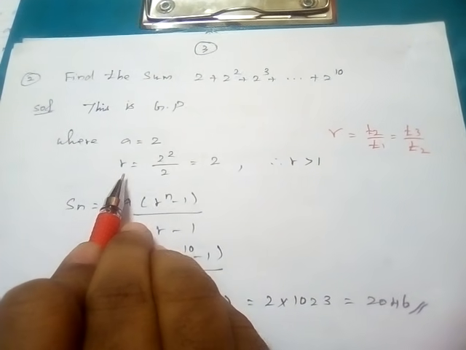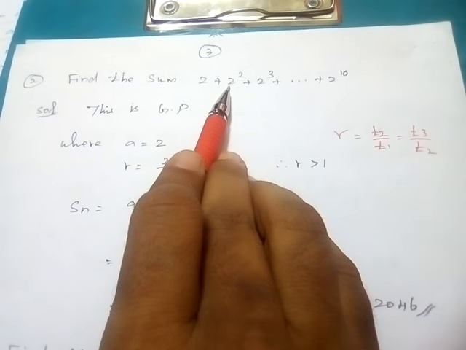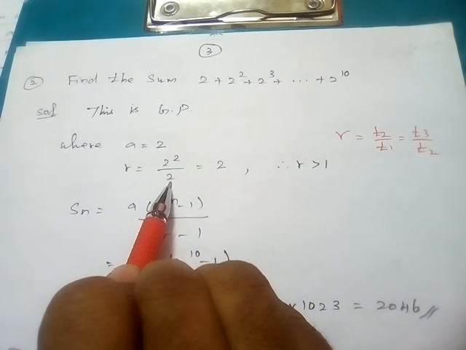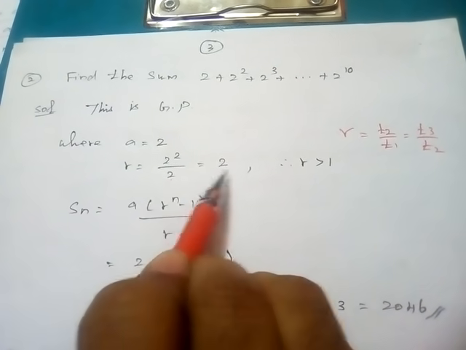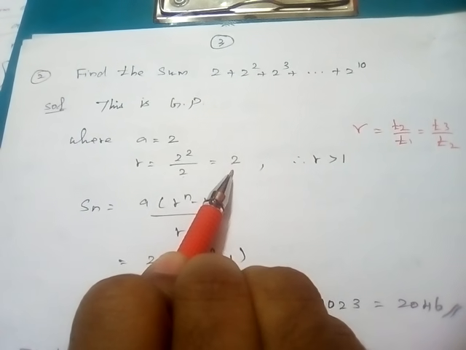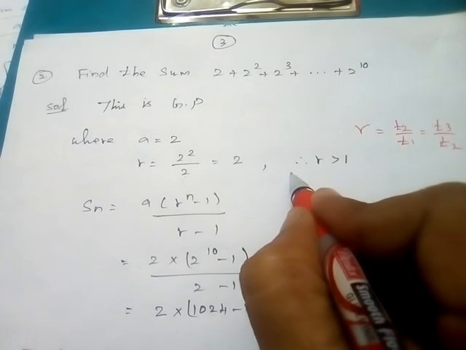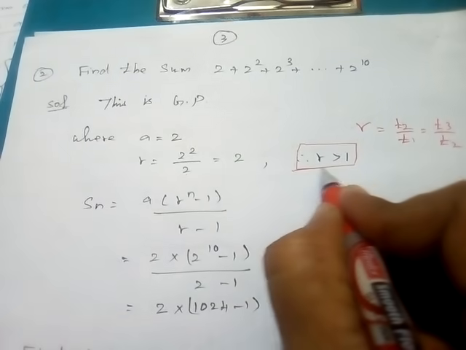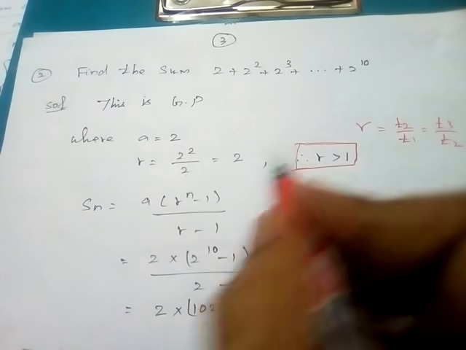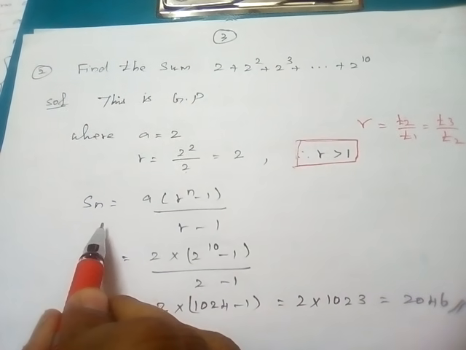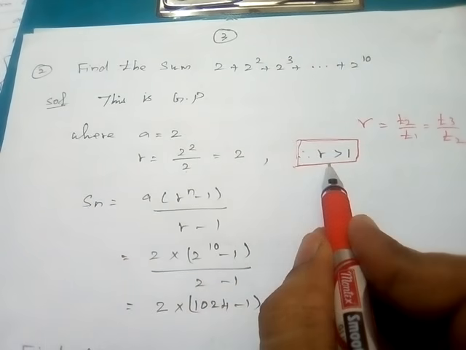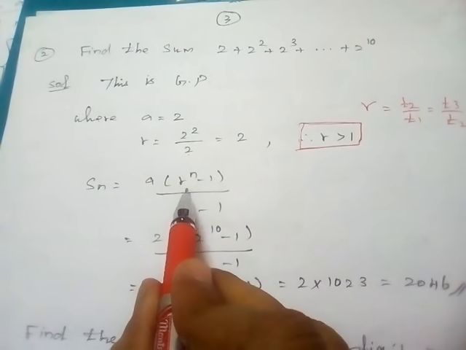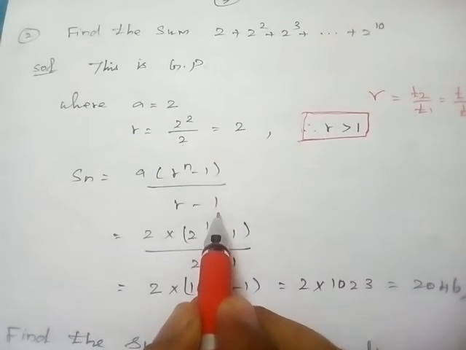Now we are going to find r equal to the second term, 2 squared, by 2. 2 square will be 4, 4 by 2 equal to 2. Therefore r equal to 2. So we know r is greater than 1. Then we apply the formula for the sum of n terms in geometric progression. If r is greater than 1, we can apply this formula: a into r power n minus 1 divided by r minus 1. Very simple.